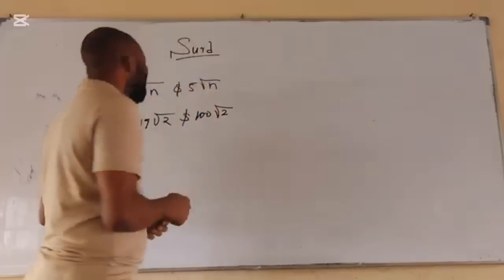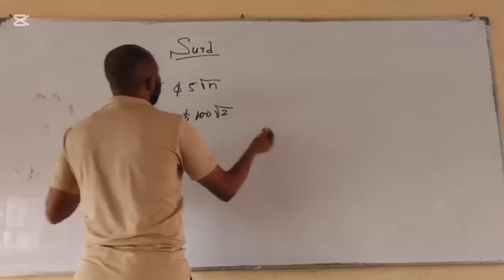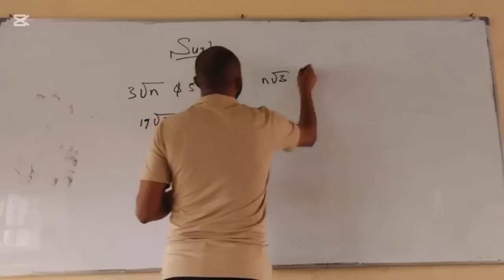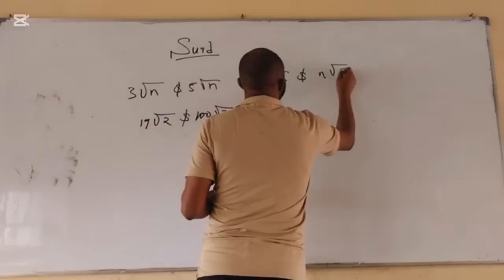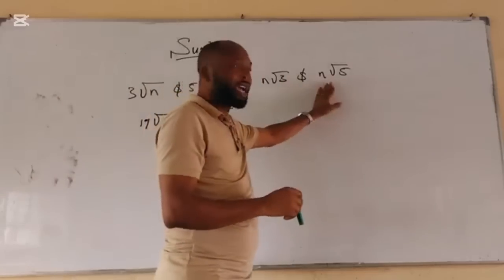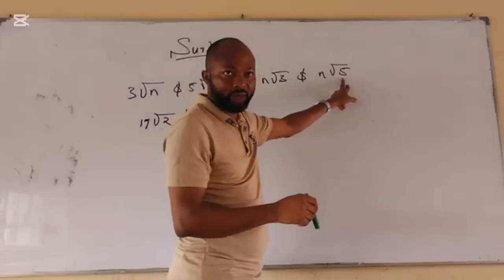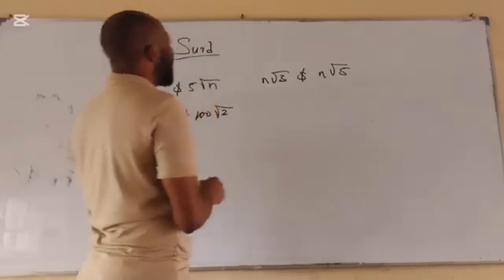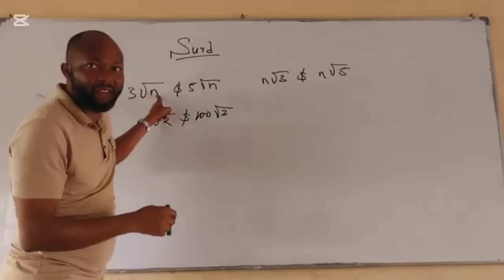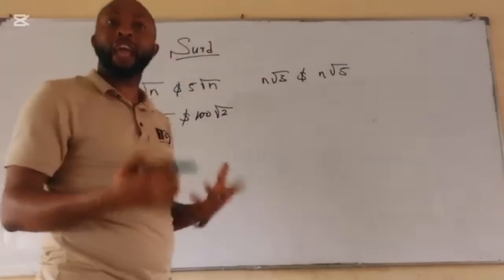But those surds that are not similar definitely have variables that are not the same. For example, I have n root 3 and let's call it n root 5. These two surds are not similar. Insofar as there is n here and n here, they are not similar because the variables inside the root are not the same. It's like saying, here I have 3 apples. This is root n. If we decide to call root n an apple, there's another root n.